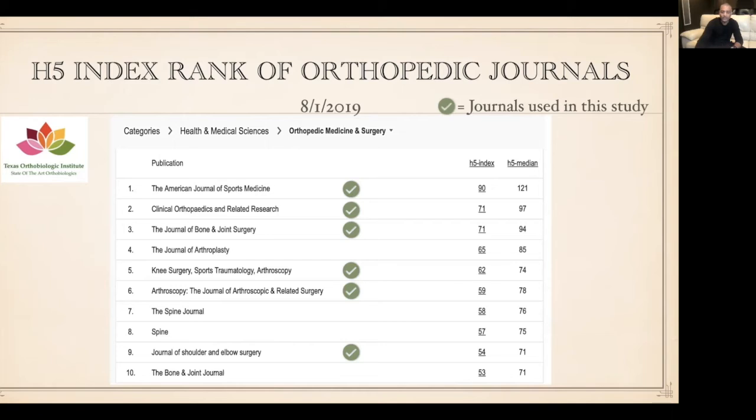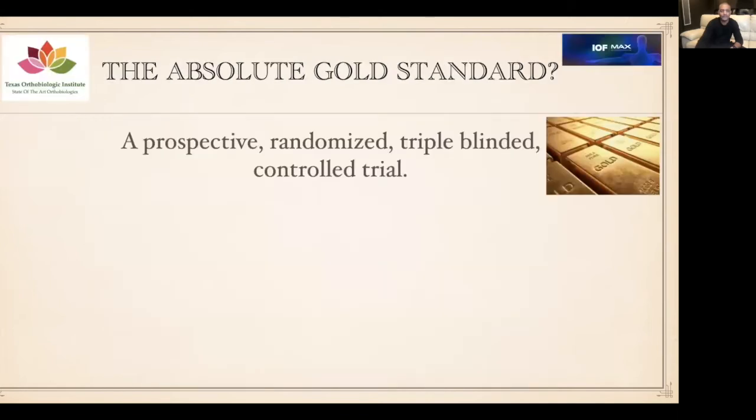These are all well-recognized journals in orthopedics, well-read, and all considered very impactful in terms of developing new literature and new science, both clinical and basic science in orthopedics. So what is the absolute gold standard for evidence? Well, I would say that that's a prospective, randomized, triple-blinded controlled trial.